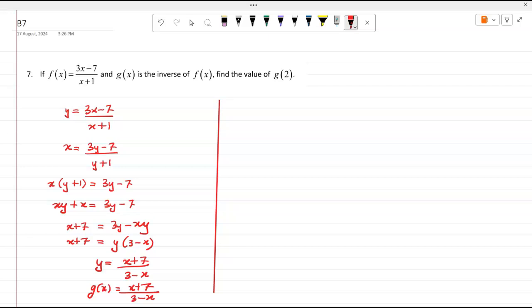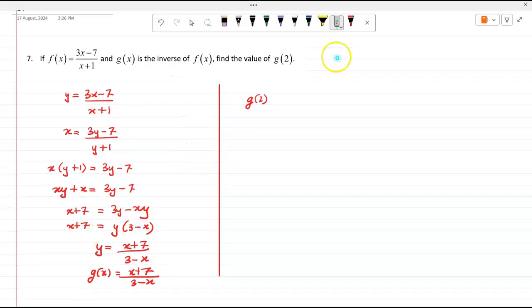So now how do you find g(2)? So I divided it now. Basically your y will be, if I make y the subject from here, this will get divided. So this will go (x plus 7) over (3 minus x). So y is equal to (x plus 7) over (3 minus x), and that's your g(x), the inverse, as they are calling it. So this is the equation for g(x).